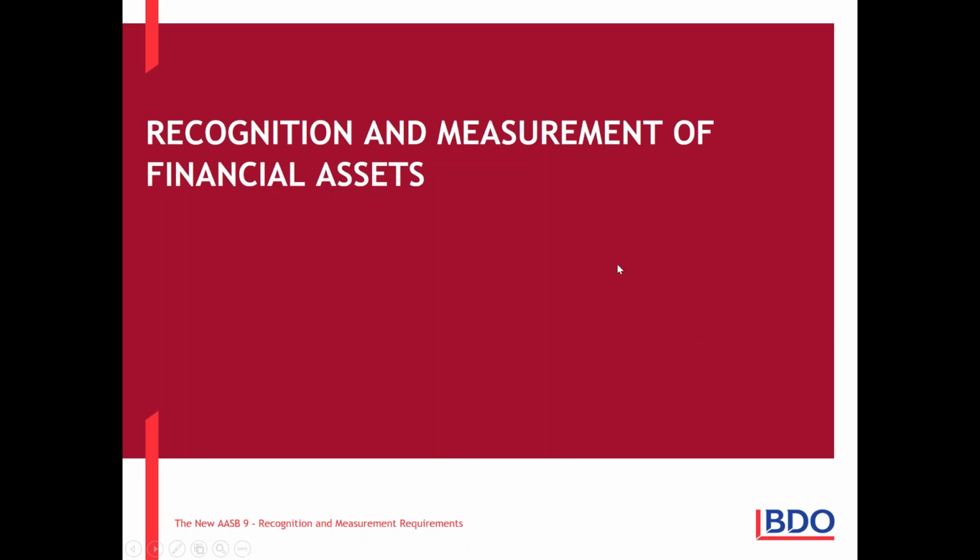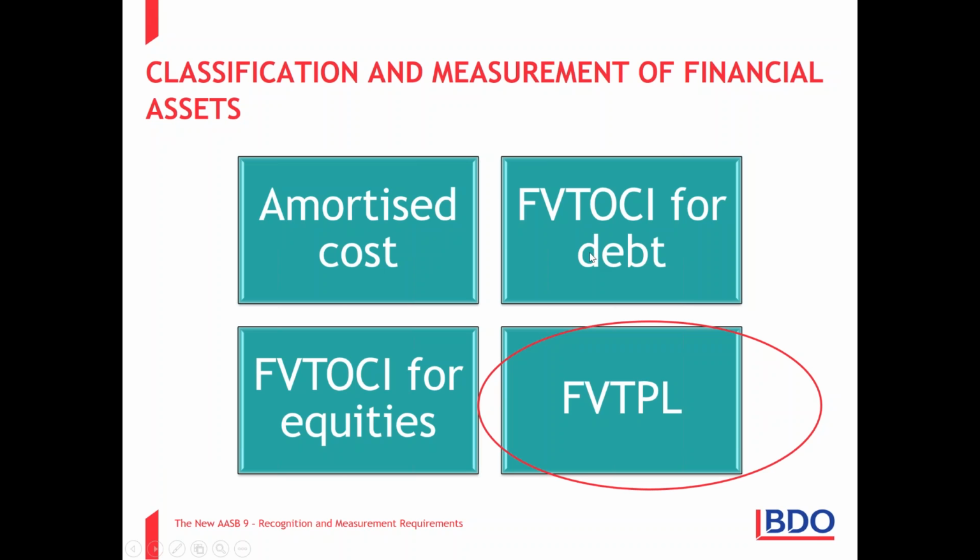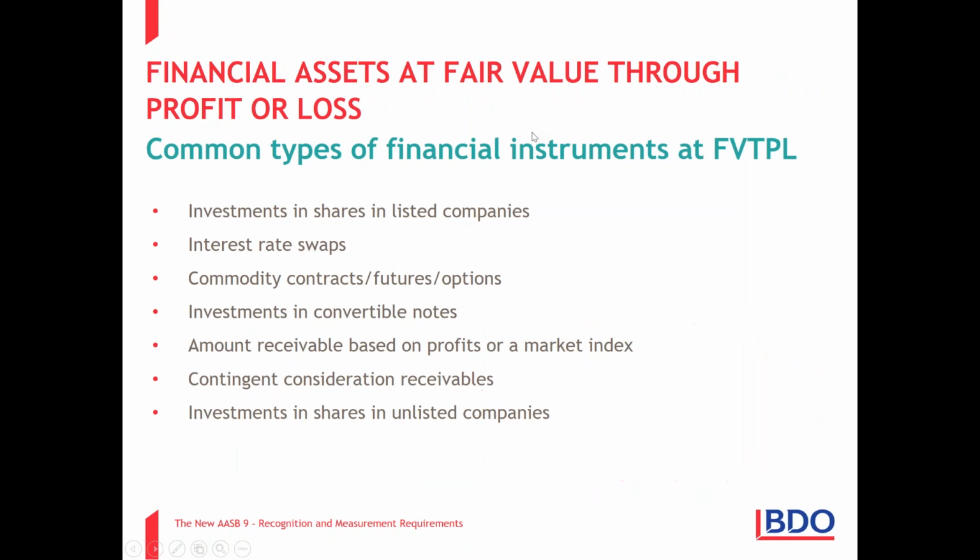All right, so once we've got the categories, and we've said we've got 4 different categories, what does it mean around recognition and measurement? So on the slide, I've got the 4 different categories, and I'm going to start with the bottom one. It's not a logical place to start, but there we go. Fair value through profit and loss, the bottom right-hand one.